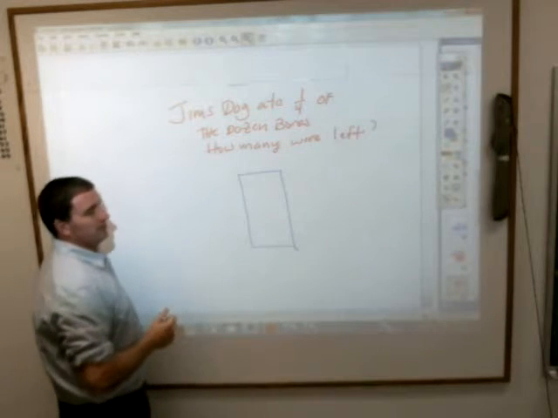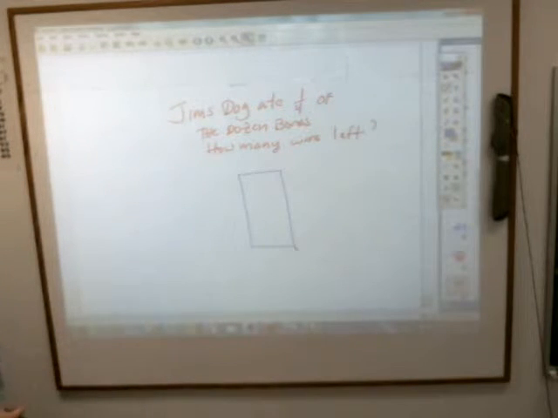Ask not what your math book can do for you, but what you can do for your math book.